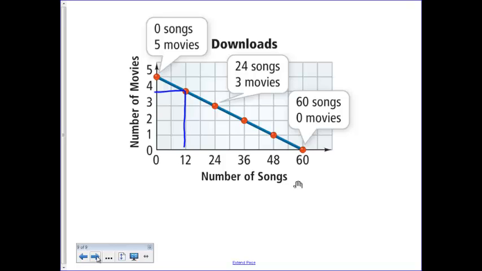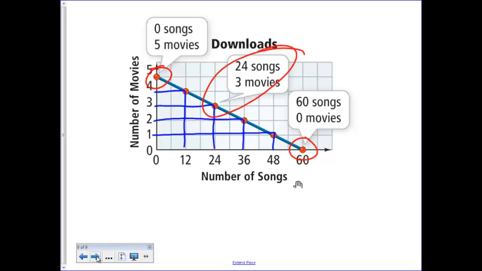12 songs, 4 movies. 24 songs matches 3 movies, and that's exactly $60. 36 songs, 2 movies. 48 songs, 1 movie. Now they said only 3. We already have the y-intercept and the x-intercept. All we got to do is pick one more. They're suggesting that we pick this one right here, and that would be fine. 24 songs and 3 movies would work as well.